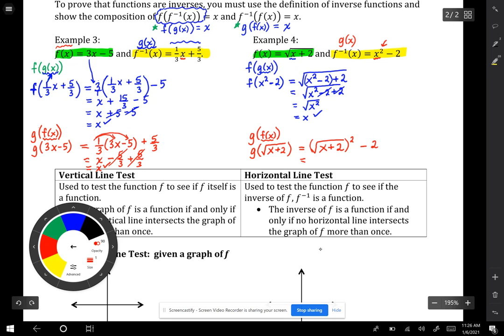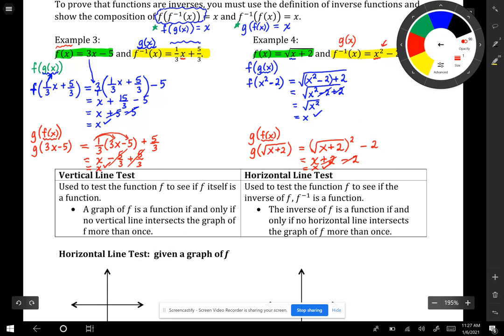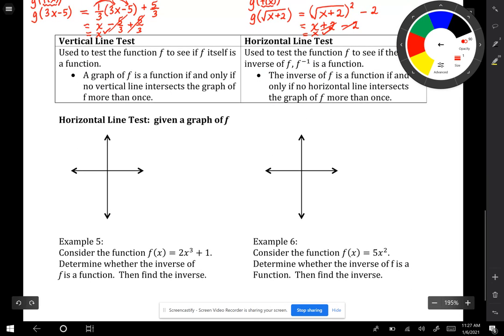When you square a radical, you're just left with the contents inside. You don't have that radical anymore, because that's square root of x plus 2 times square root of x plus 2, which is just x plus 2. And then you have the minus 2. Those cancel, and you're left with x. So that you verified. And that's how you show that two functions are inverses of each other. It's a lot more work than how to write an inverse relation, sorry.